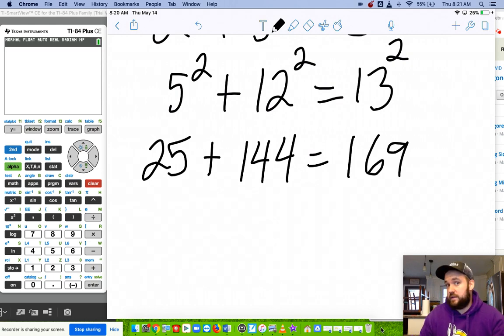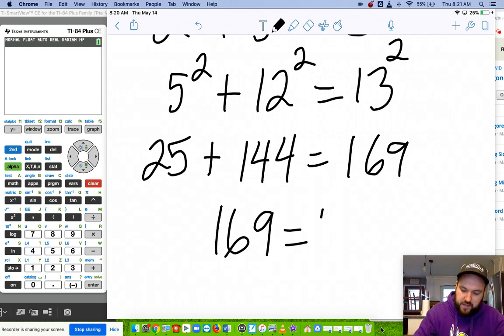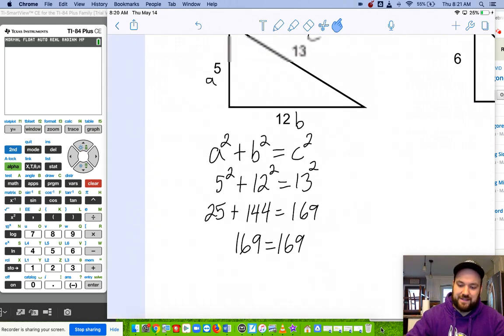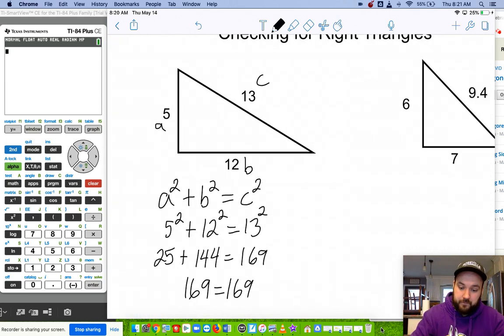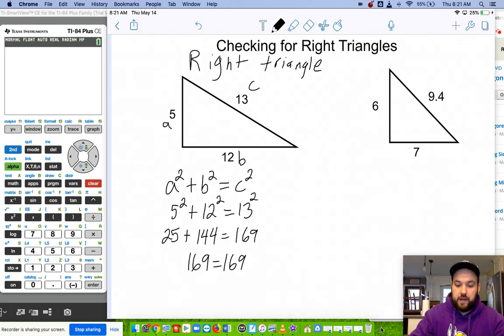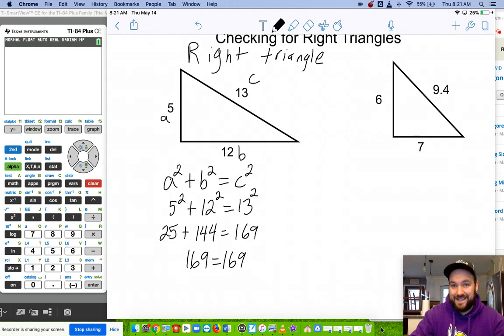So the question is, is 25 plus 144 equal to 169? And sure enough, if I add those together, I do get 169. Since it's the same on both sides, what that tells me is that this is a right triangle, because it was true that a squared plus b squared equals c squared. Okay, so that's how we're going to check to see if something is a right triangle.